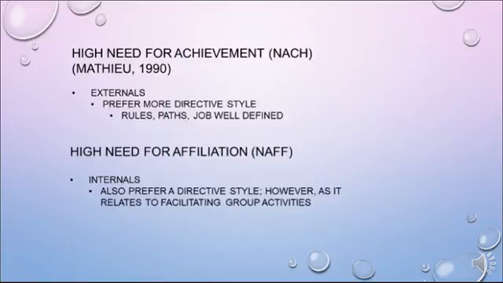And the high need for affiliation people could be internals because they preferred a directive style but not as much, and they wanted a little bit more of a supportive style. But the only time they ever wanted a directive style was when it facilitated a group activity. So when a group was doing the job, they wanted to know what the rules were. But personally and individually, high need for affiliation people liked a more supportive style of leadership.